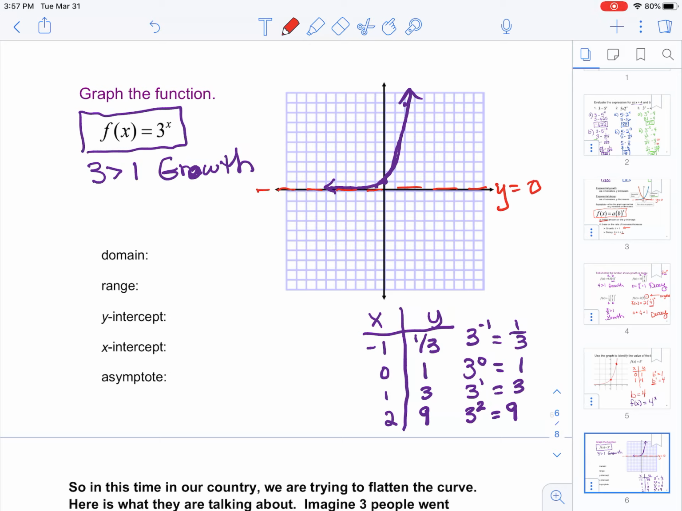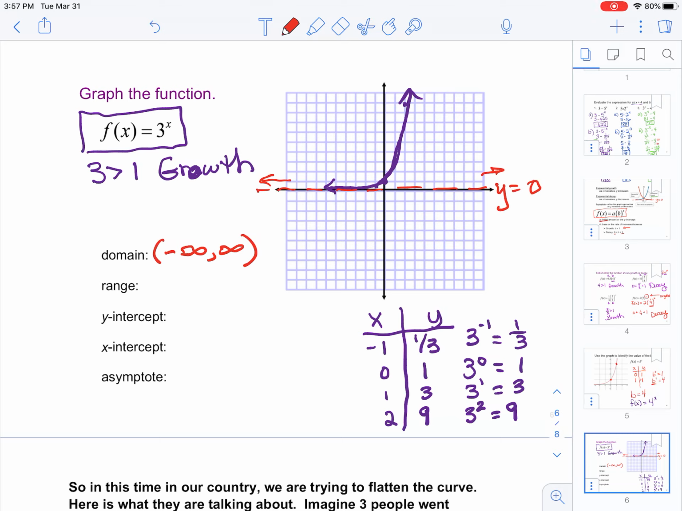So if we look at this, what can our domain be? Can I put in -15 for x? Yes, it's going to be an ugly number, but yes. Can I put in 100 for x? Yes, that's going to be a big number. So my domain, I can go to the left forever. I can go to the right forever. So it's going to be negative infinity to infinity. It just gets very, very close to that line.